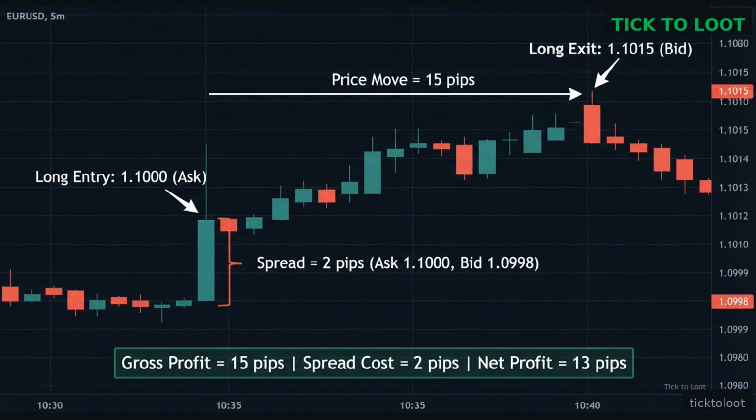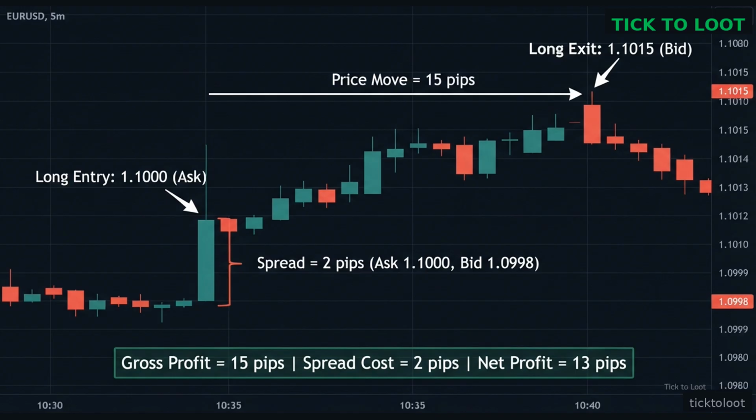So your actual profit is 15 pips minus the 2-pip spread, leaving you with a net gain of 13 pips. In dollar terms, if you were trading a standard mini lot worth $10 per pip, that spread cost would have cost you $20, reducing a $150 gain to $130. The key takeaway is simple. Every trade you open starts with a small hidden tax, the spread.